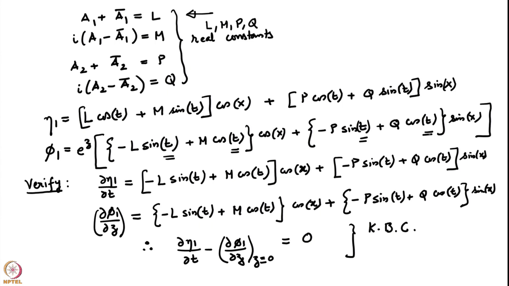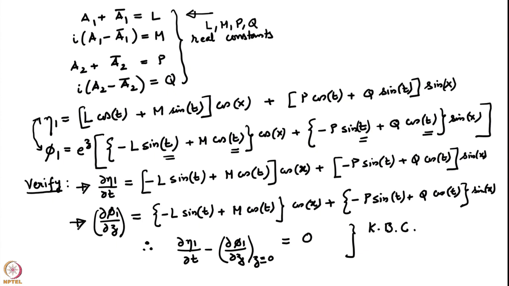Okay. Now let us quickly verify that these solutions indeed are solutions to our equations. It is easy to verify that the expression for phi 1 satisfies the Laplace equation. You can try that for yourself. I will just show you the verification for the boundary conditions. With the expressions for eta 1 and phi 1 that we have, del eta 1 by del t is just given by this. Del phi 1 by del z is just given by that. And so, you can check that they are the same expressions.